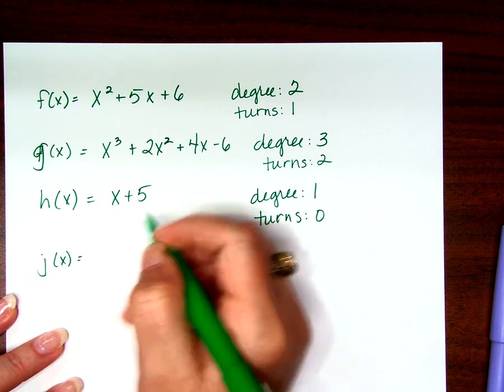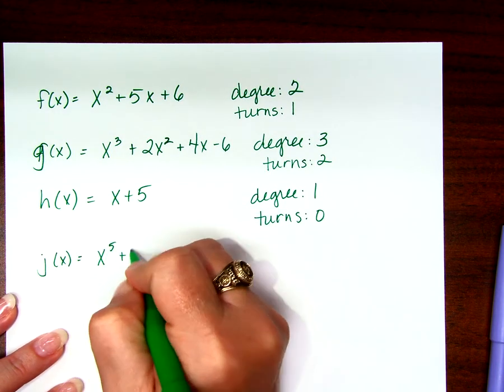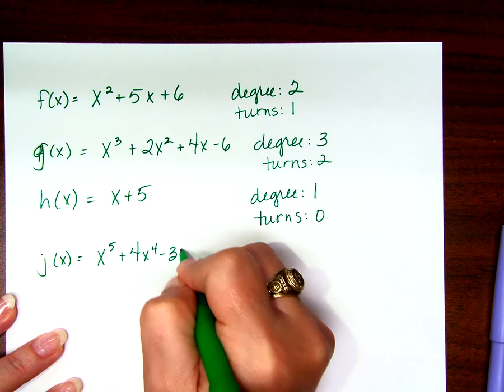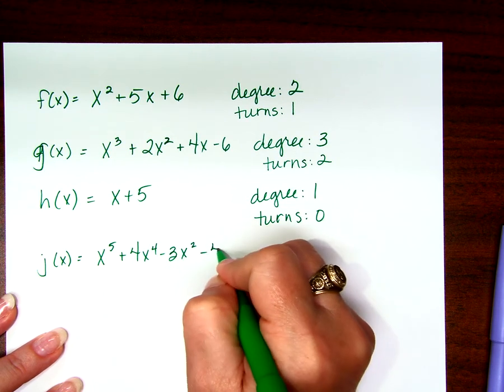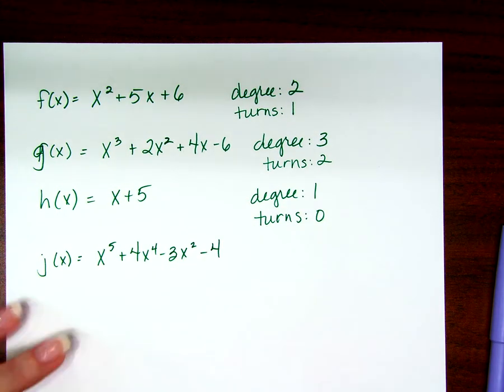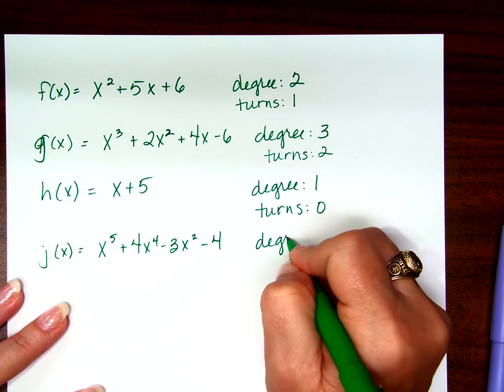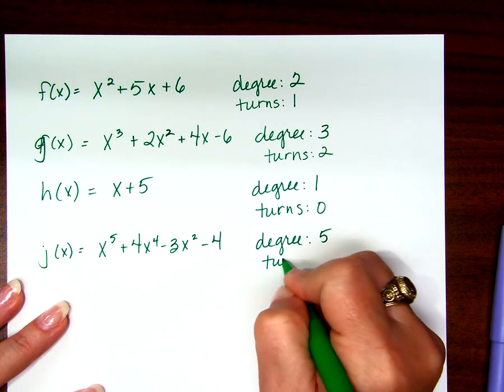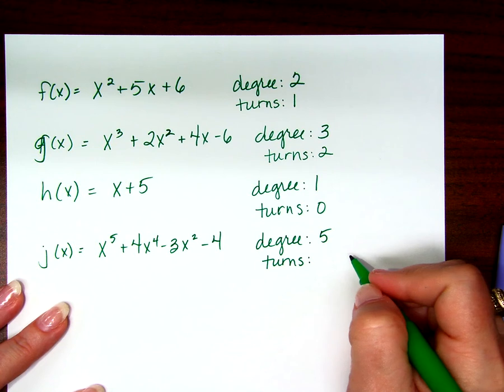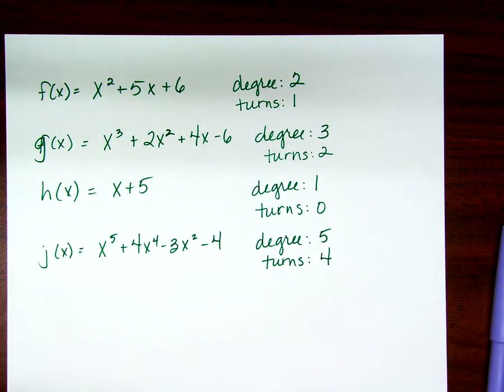So what I want you to tell me then is, what if my equation is this? What is my degree? 5. How many turns do I have? Without even looking at it, you can tell that there's 4 turns. How? It's 1 less than the degree. Most of the time. Okay? Most of the time it's going to be 1 less than the degree.